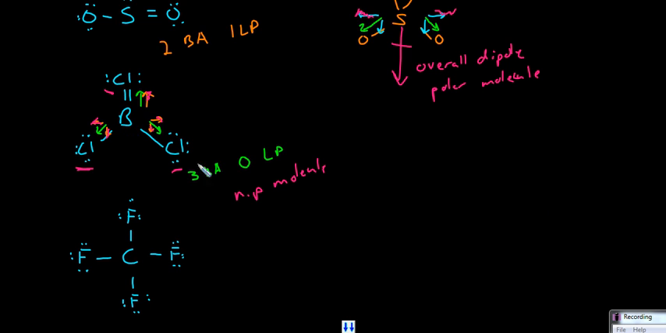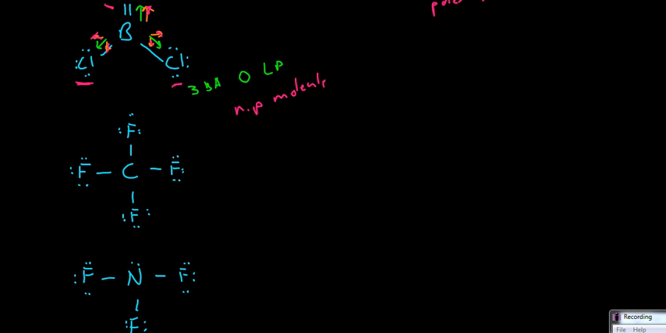Next, CF4. Here's the Lewis dot structure. Now draw out the molecule in its molecular geometry. We have 1, 2, 3, 4 bonded atoms. We have 0 lone pairs on the central atom. Hence, we get the following structure. In 3 dimensions, this is a tetrahedral structure.